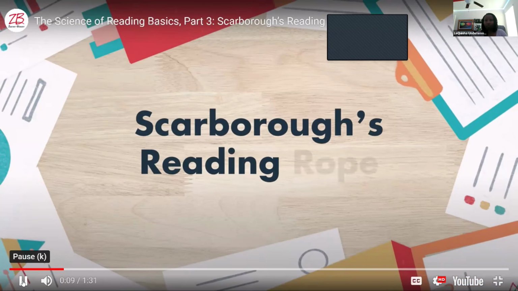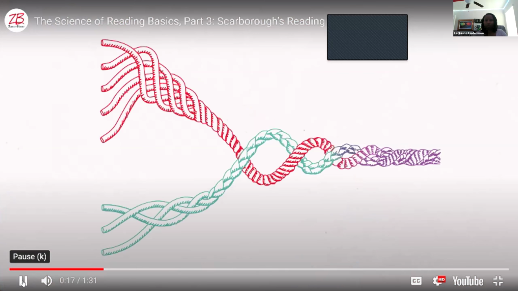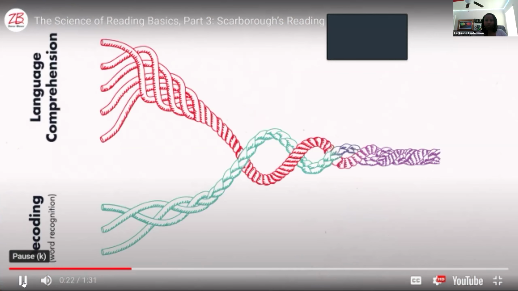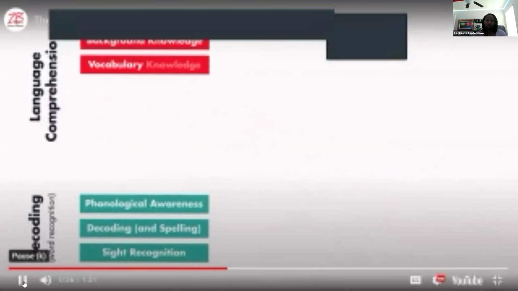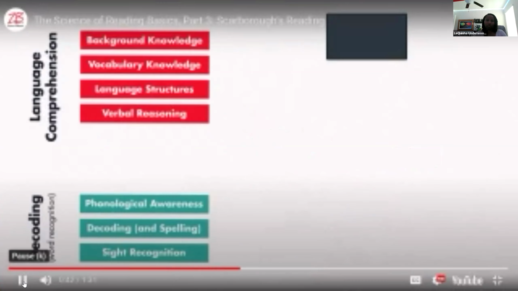Another helpful theoretical model for the reading process is Scarborough's reading rope, which expands upon the simple view of reading. Scarborough's reading rope provides a meaningful visual representation of the process by which decoding, or word recognition, and language comprehension subskills are combined during skillful reading. The decoding subskills are each assigned a strand in the rope: phonological awareness, decoding and spelling, and sight recognition. Under language comprehension, we need to build these reading subskills: background knowledge, vocabulary knowledge, language structures, verbal reasoning, and literacy knowledge.